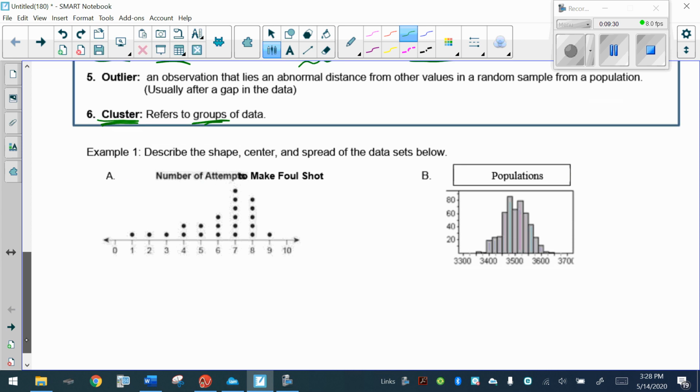So on this first set of data, in order to determine the shape, again, I like to connect the top of the dots or the bars and then decide if it's approximately symmetric. Does it look the same on both sides roughly? Or is there clearly a much longer tail on one side versus the other? So I see a longer tail over here on the left, so the shape of this distribution is going to be skewed left.